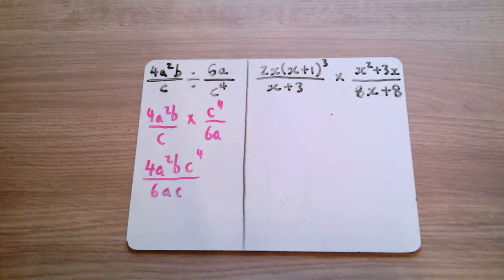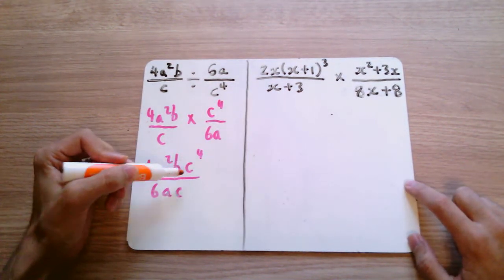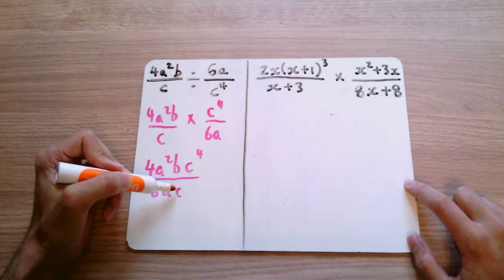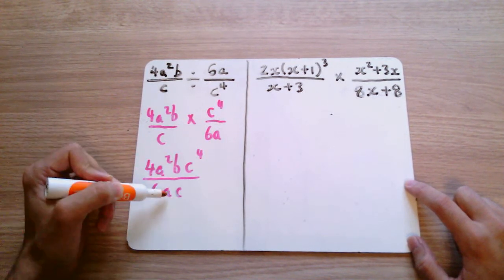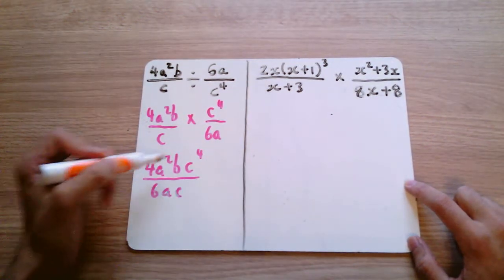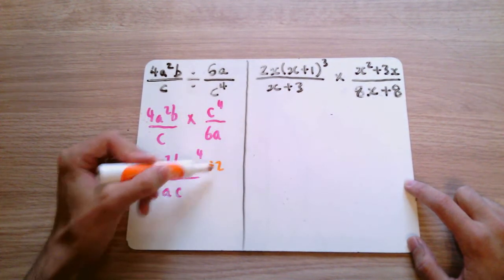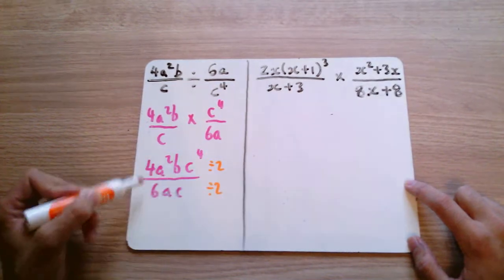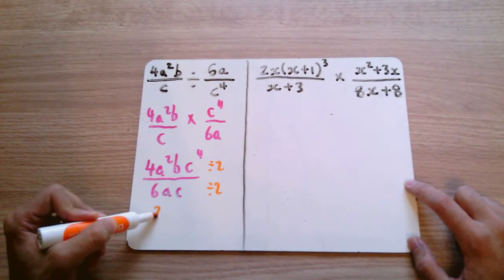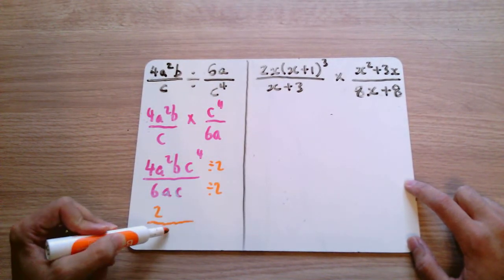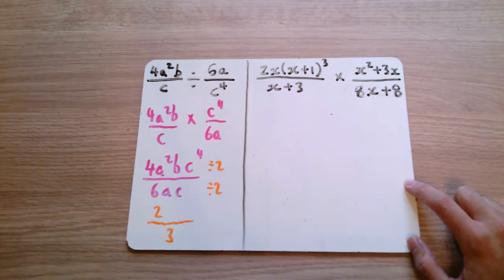So if we think about this, c to the 4 and c may be able to cancel out, or bits of that. A squared and a may be able to cancel out. 4 and 6 may be able to cancel out. So we can see for 4 and 6, these are both divisible by 2. Divide by 2 and divide by 2. That gives us 2 as our numerator and 3 as part of our denominator.